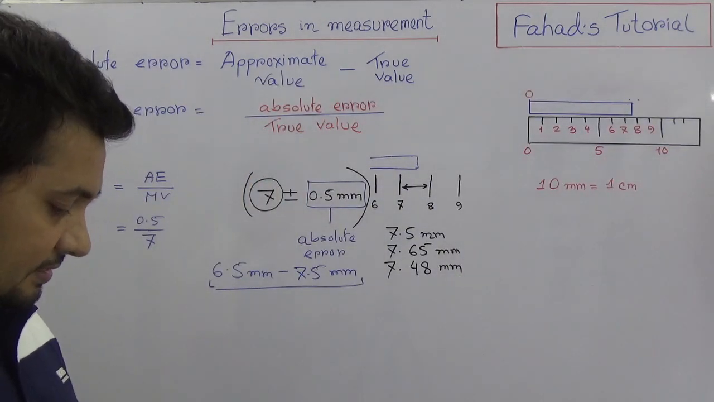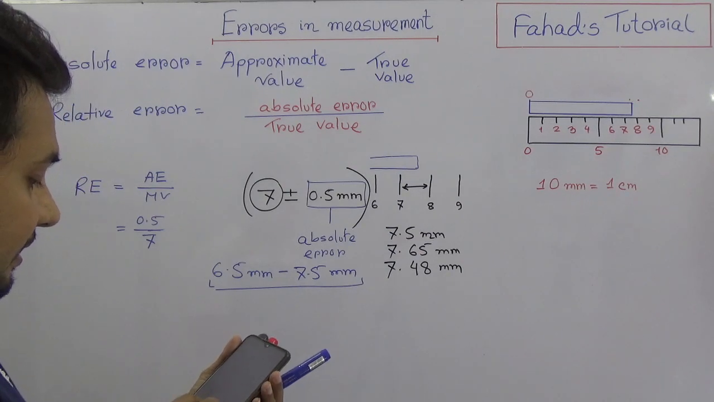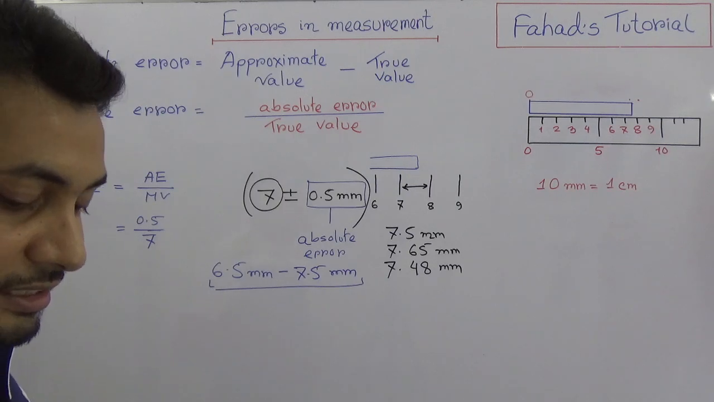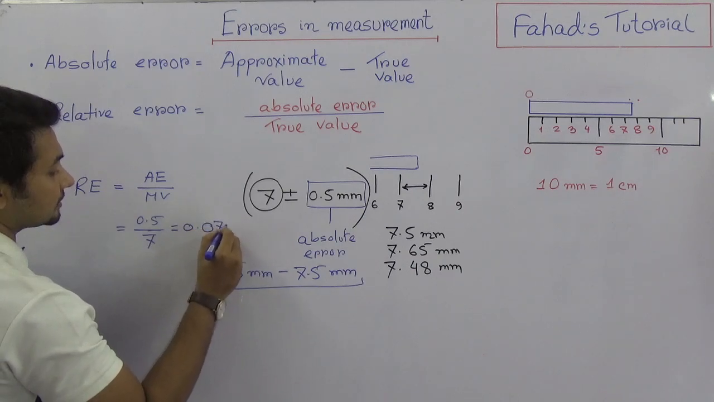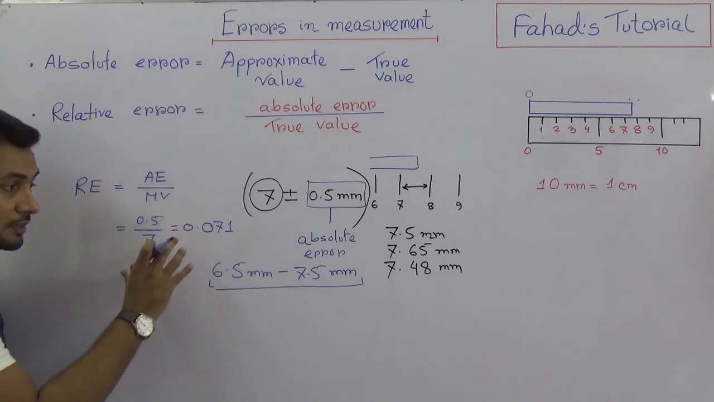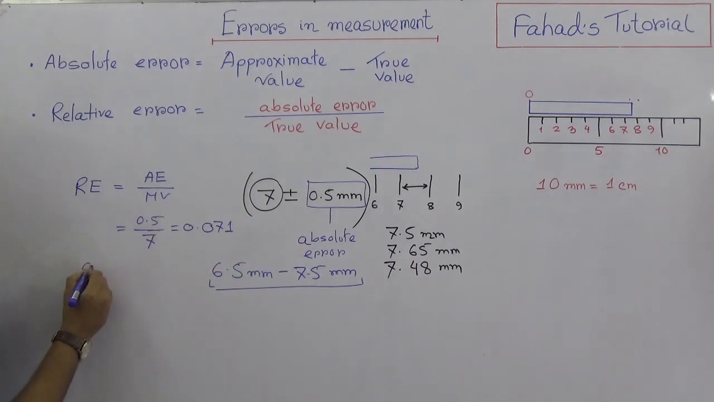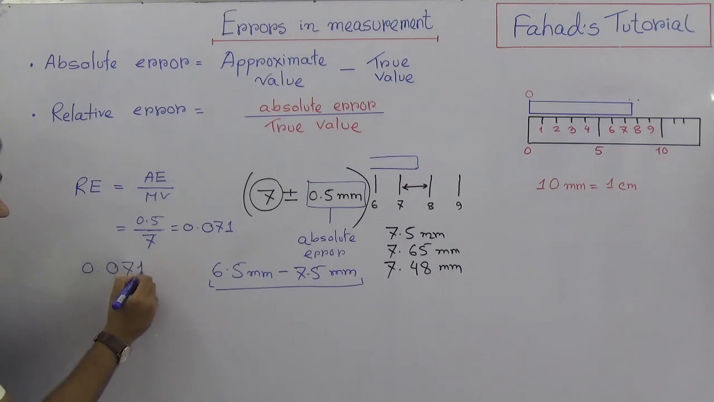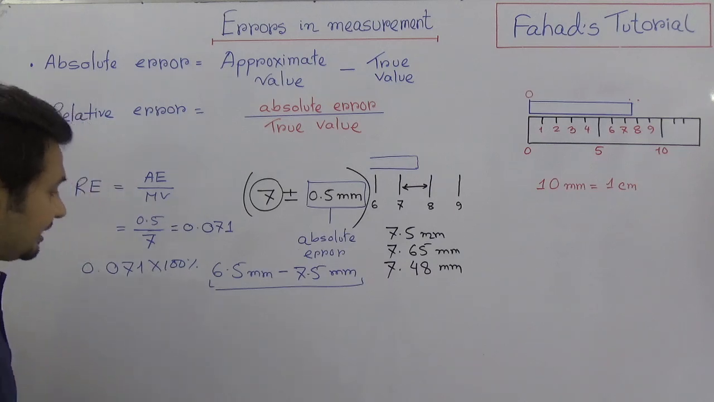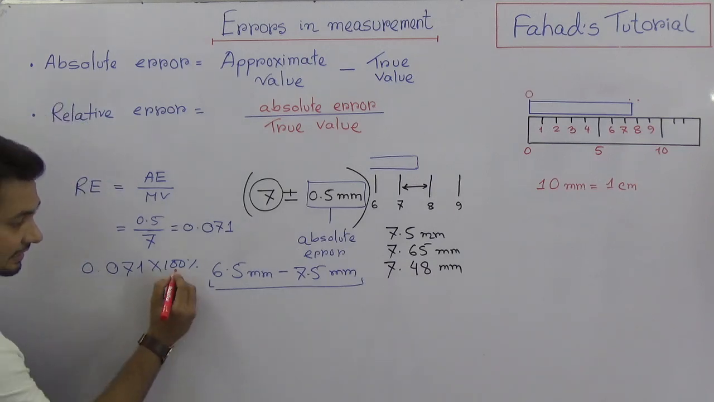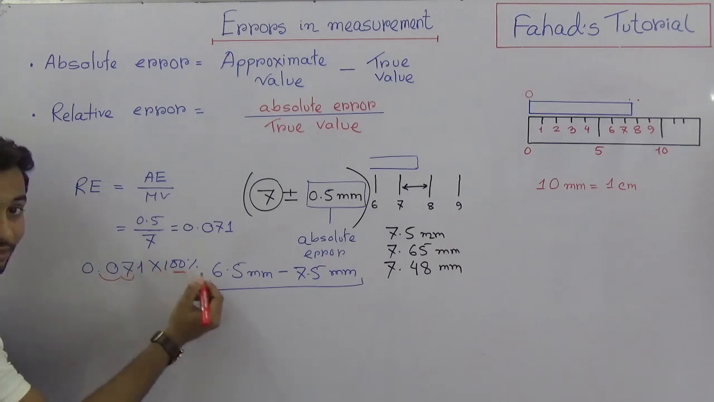Let's find a calculator. So we can say that 0.5 divided by 7 is 0.071. Now if I want to express these errors in percentage, then we need to do 0.071 times 100%. As we know that we are multiplying by 100, we can shift this decimal 2 points to the right side.